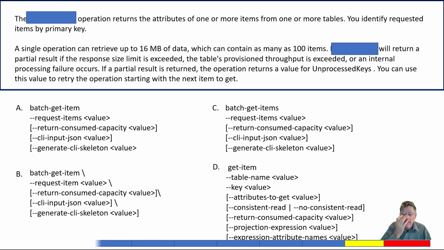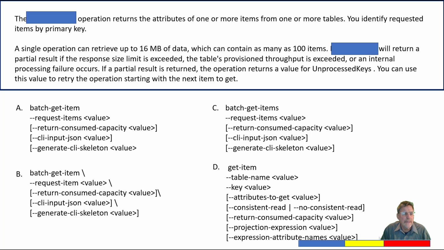The operation returns attributes for one or more items to the table. You identify the requested items by primary key. This returns a lot. So what question is this? Is it the batch get item, batch get items, a get item? So what are we retrieving here? A single operation can get a single megabyte of data which can contain 100 records. So probably not a get item, but a batch get item maybe.